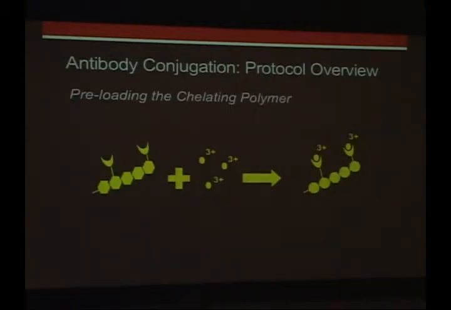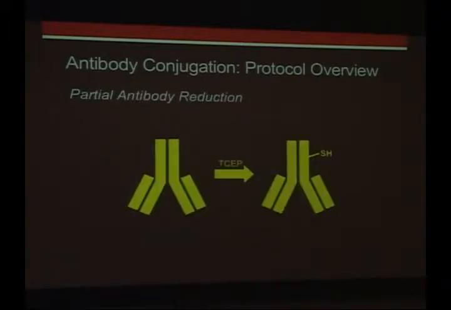So, brief overview. Again, the first step, adding our polymer to a solution of heavy metal ions. This takes about an hour to achieve. And about halfway through that process, you'll want to start reducing your antibody in a pretty low concentration of tris-carboxyethylphosphine.